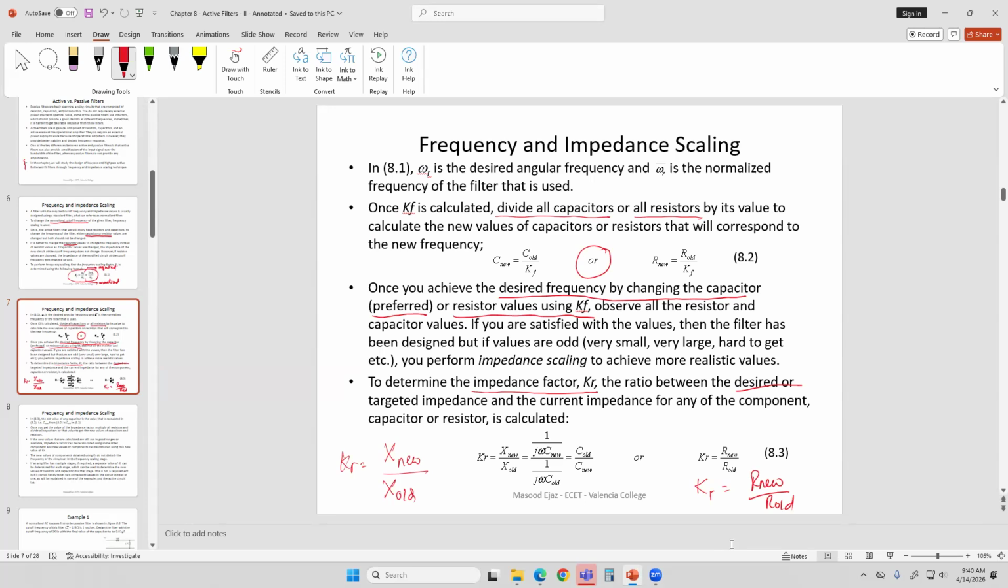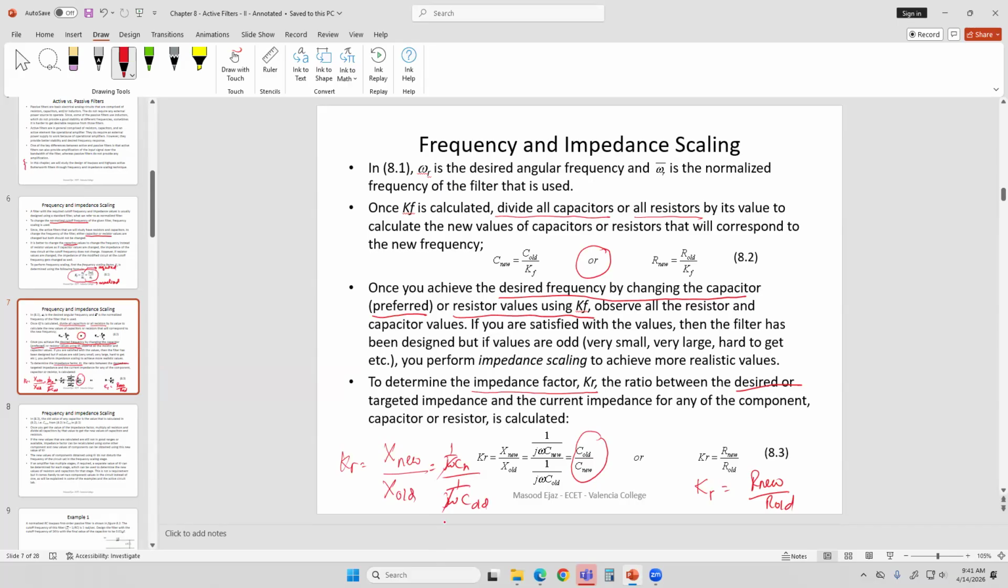Since the reactance is 1 over j omega C, that's going to be 1 over j omega C new over 1 over j omega C old, which gives you C old over C new. So Kr can be calculated, in terms of the capacitor, as the old value of the capacitor over the new value of the capacitor, or the new value of the resistor over the old value of the resistor.